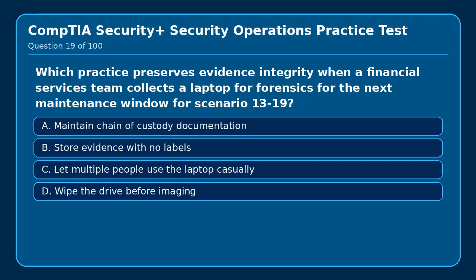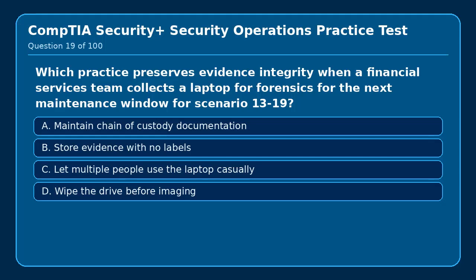The answer is A. Maintain chain of custody documentation. Chain of custody records who handled evidence, when it was handled, and how it was protected. Casual use, wiping, and unlabeled storage undermine evidence reliability.